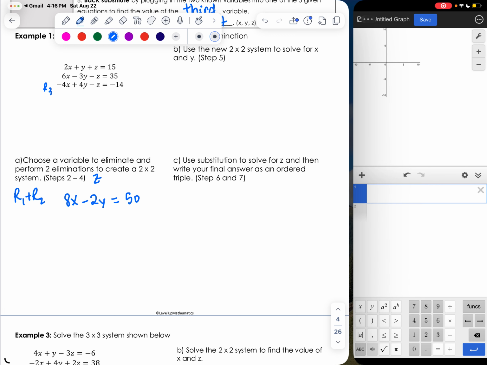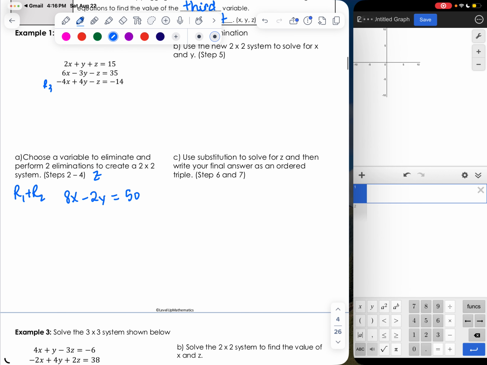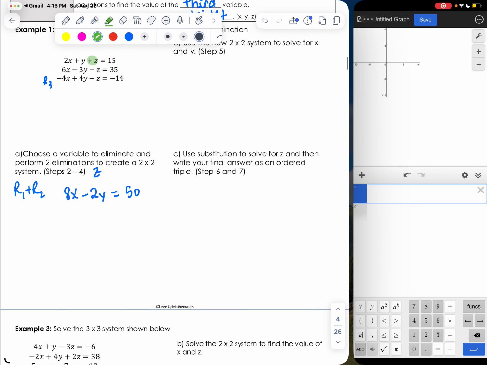So since I want to eliminate the z again, I think it would be easiest because I'm noticing I have a positive z here and a negative z there. I'm thinking the easiest way to use row 3 is to combine row 3 with row 1. All right. Now, when we do that, let me erase these. I'm going to combine row 3 with row 1.